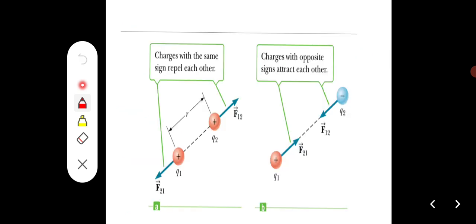So next, this is a diagram now representing the principles of charges.